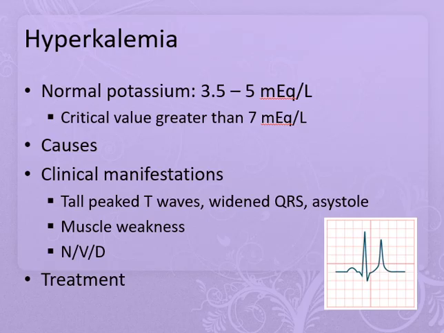They're going to have tall peaked T waves. Remember, in hypokalemia, we had flat T waves. This is tall peaked T waves. So I found this for you. You can see that this T wave is almost as tall as the QRS. Then the higher the potassium goes, their QRS will widen. That's about a potassium of 7.5 to 8. And they will eventually widen out and go asystole. They will have some muscle weakness. They can have nausea, vomiting, diarrhea, abdominal cramps. And we've already talked about the treatment for them.